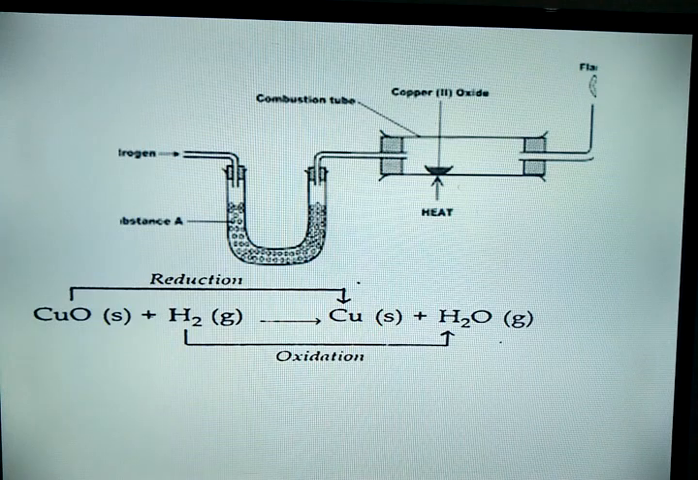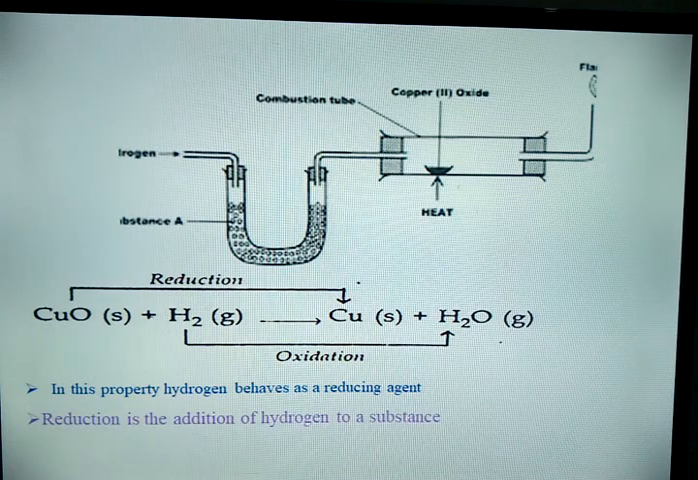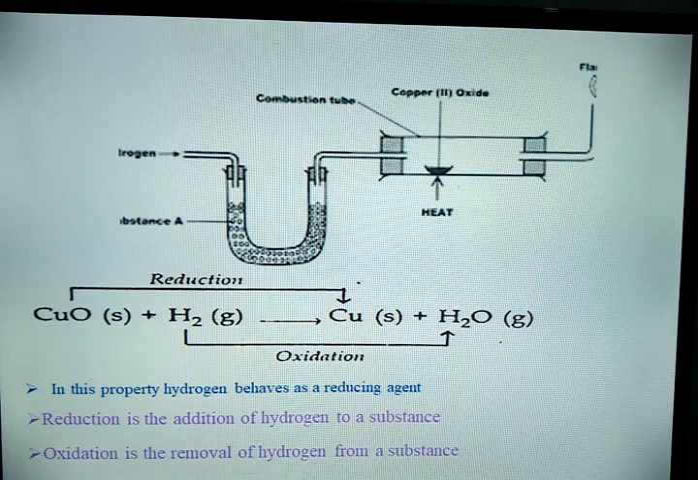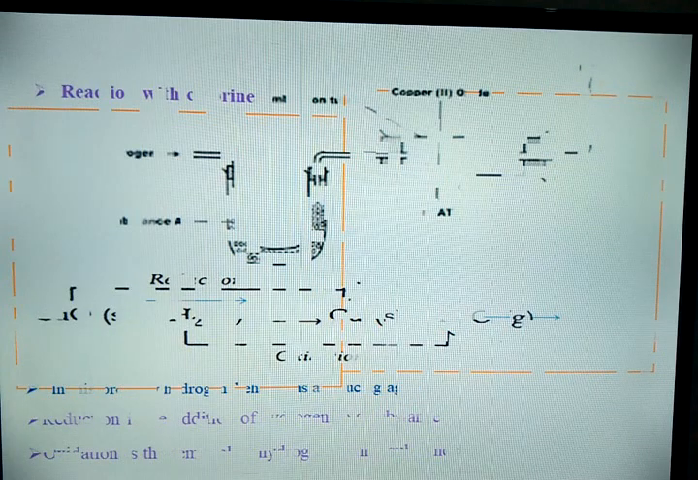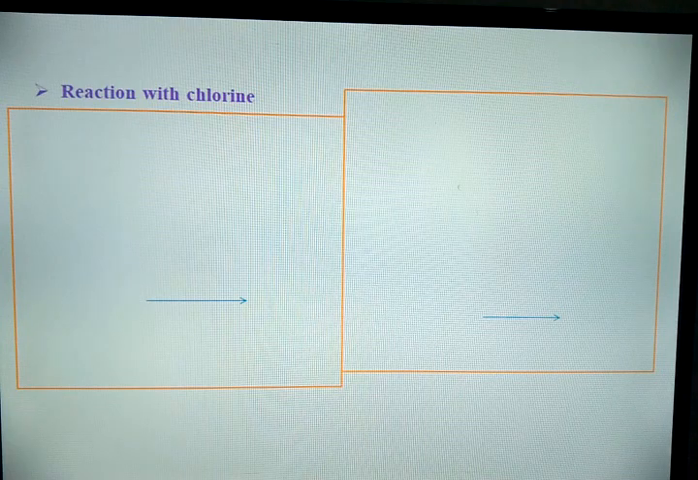So collectively, the entire reaction is going to be called a redox reaction. Why? Because it involves both oxidation and reduction. As we proceed, like I've told you, in this property, hydrogen is behaving as a reducing agent, and reduction is addition of hydrogen to a substance. It can be removal of hydrogen from a substance. It can be removal of oxygen from a substance, regarding what we have discussed.